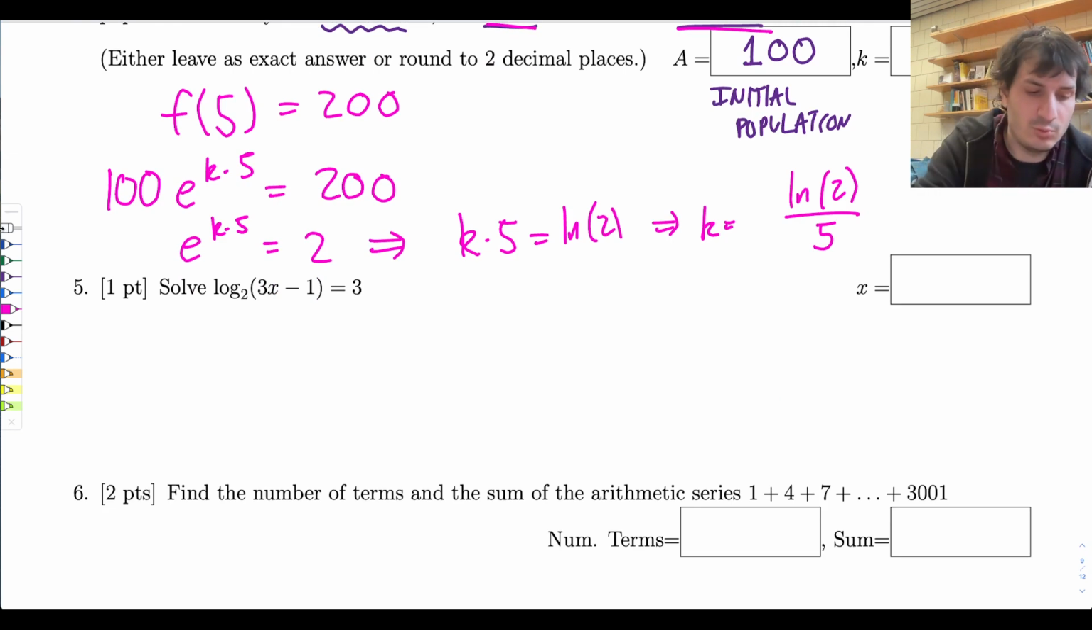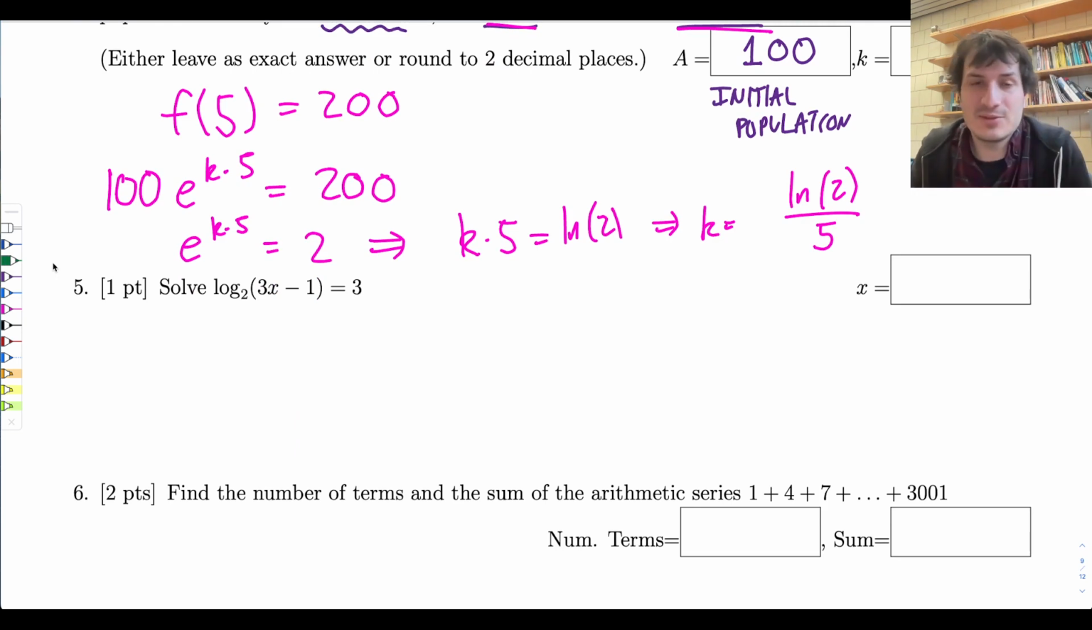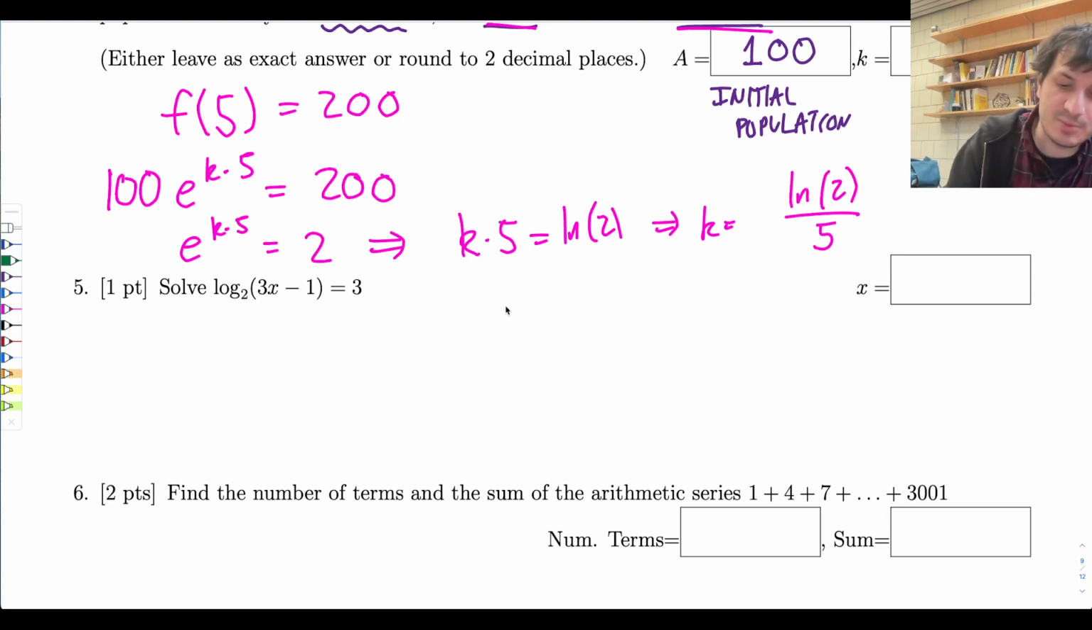Question 5 was only worth 1 mark and was not super well done. A little bit worse than average. I think right around 60% of people got this one right. This is the same kind of deal as that exponential thing we just did, but it's solving an equation for a logarithm rather than an exponential. So the way you do it is you take the exponent of both sides to undo a log. How do you undo a log base 2? Take 2 to the power of both sides.